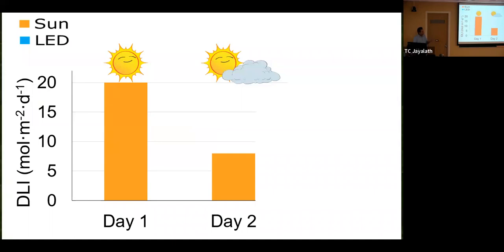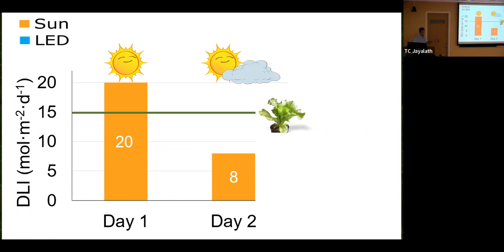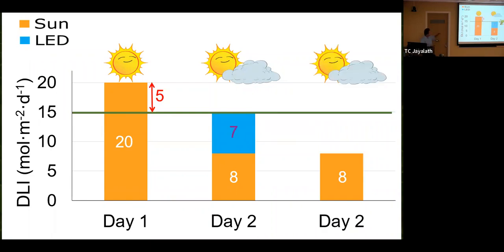To explain our concept, I'm showing you here 2 days, day 1 and day 2. Day 1 is a sunny day and day 2 is a cloudy day. Let's assume on day 1 we get 20 moles of light from the sun, and on day 2 we get only 8 moles. And let's assume our plants need 15 moles of light. Therefore, on day 1, plants get enough light, and they also get 5 moles of light extra than what the plant needs. On day 2, plants only get 8. Therefore, in the conventional method of lighting, we provide 7 moles of light to reach that target because we want the growth to be the same. But in our concept, this is our new day 2.